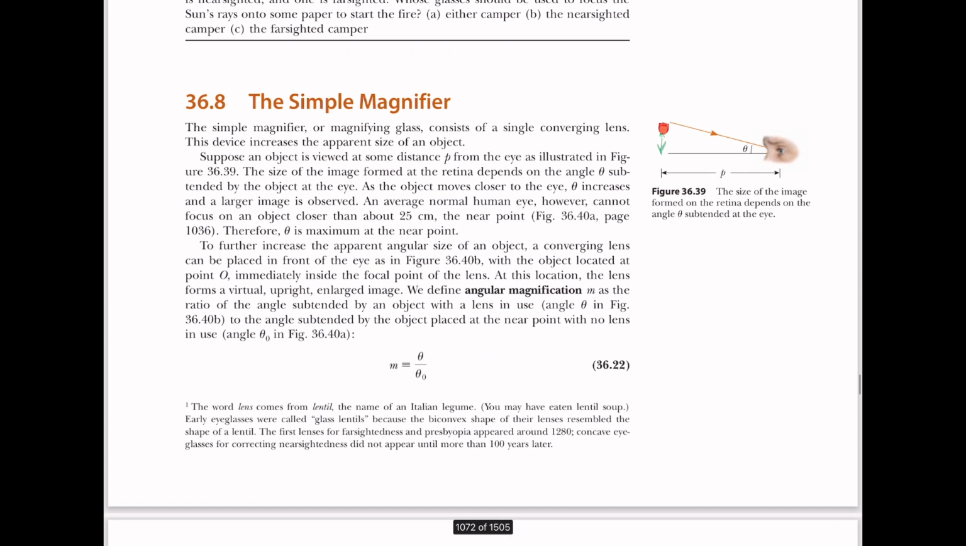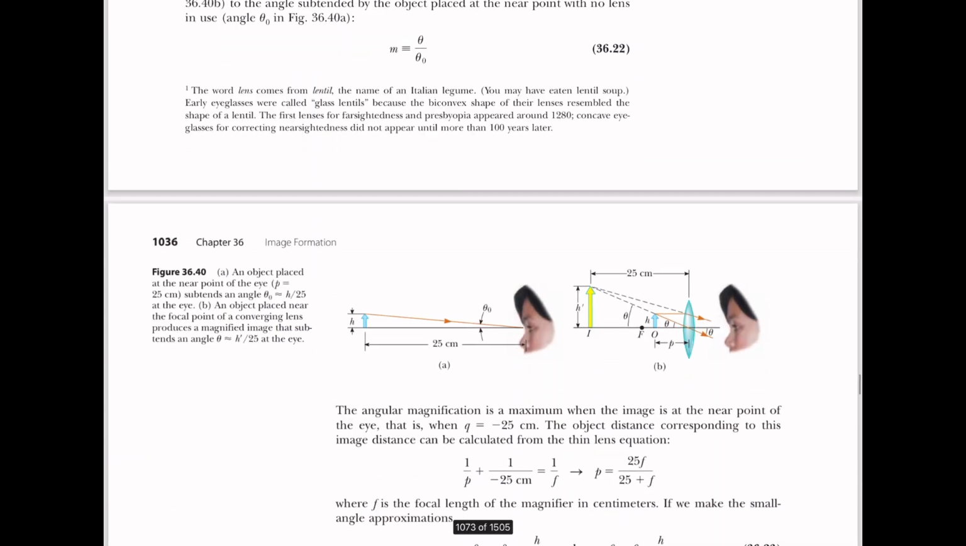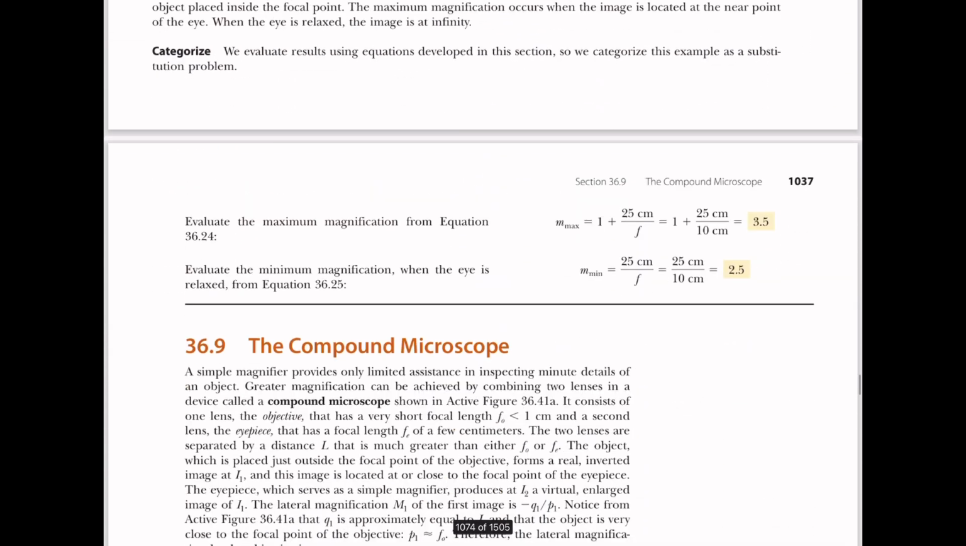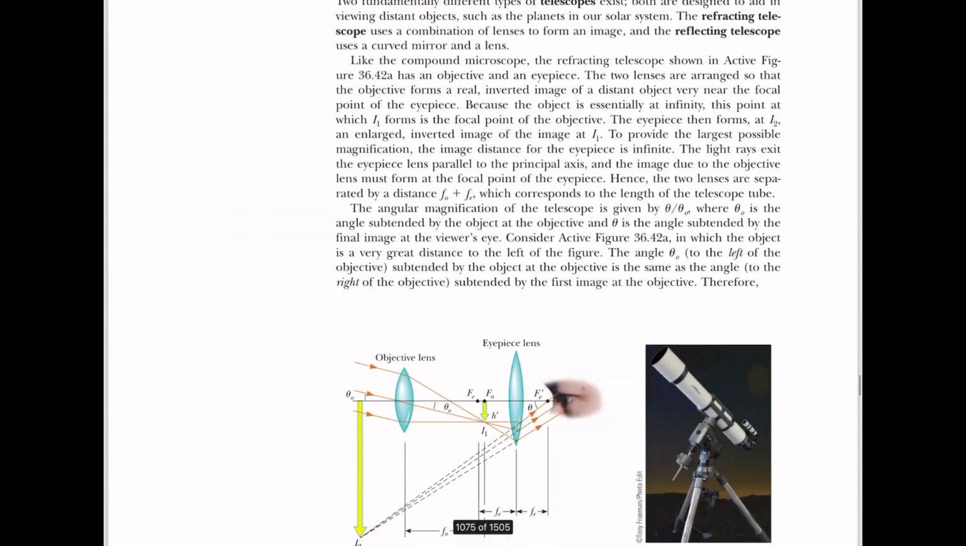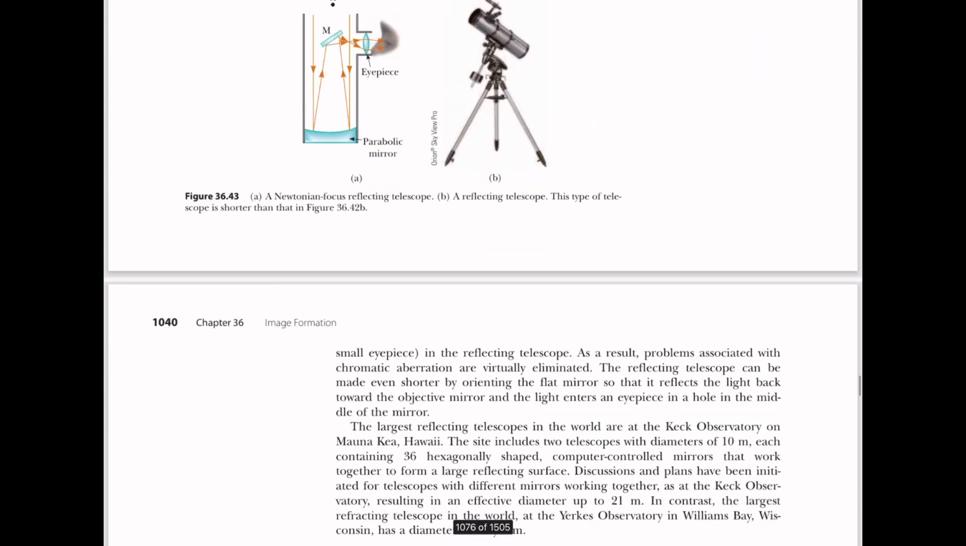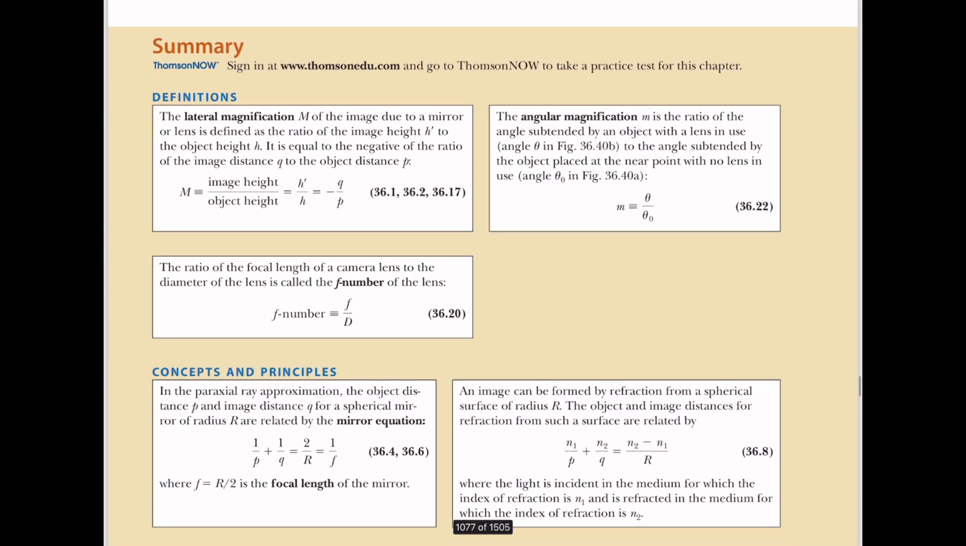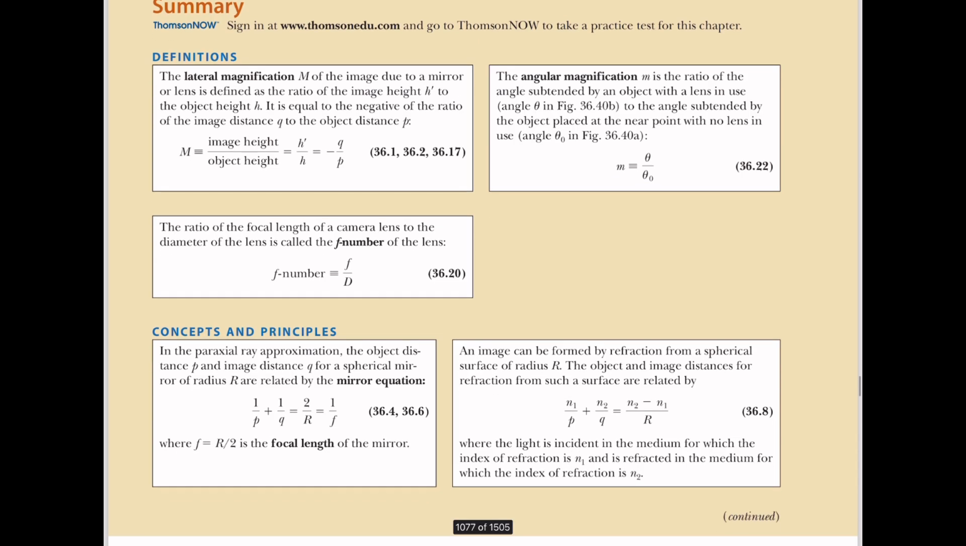36.8, the simple magnifier. Timer is at 25 seconds. Oh my goodness, let's keep pushing through the compound microscope. All right, the telescope. And the summary. And we finish with 15 seconds left. Let me stop this timer here. So that was a 7-minute run through of the chapter. As you can see, it was as rough as the 7-minute run through of the previous chapter, but I think it was good enough. Let's take a look at the summary real quick.